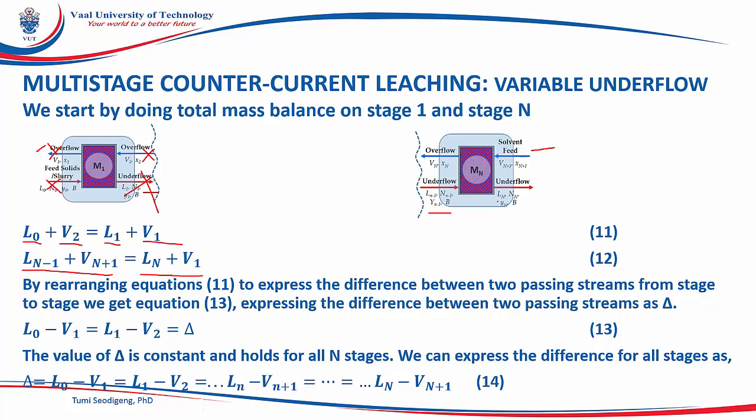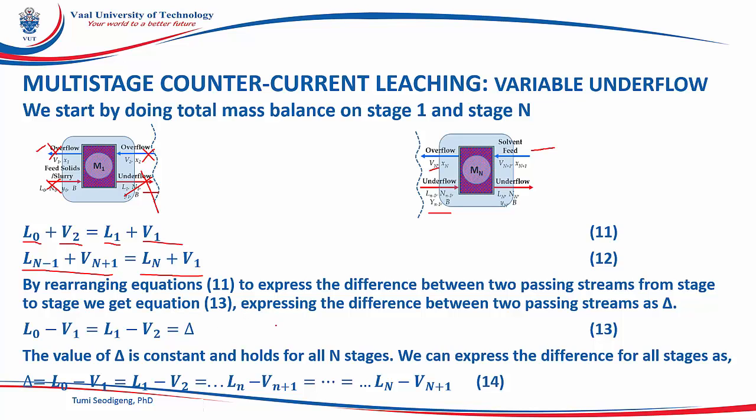Then the output will be the underflow Ln plus the overflow Vn. Remember, again, the balance is done on the solution, which will be the solute plus the solvent, A plus C. We can rearrange the two equations to express the difference between two passing streams from stage to stage. We end up with equation 2.